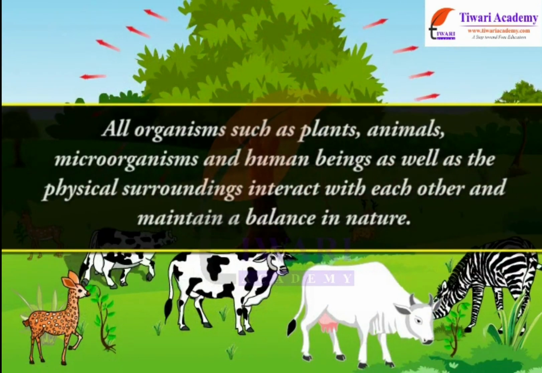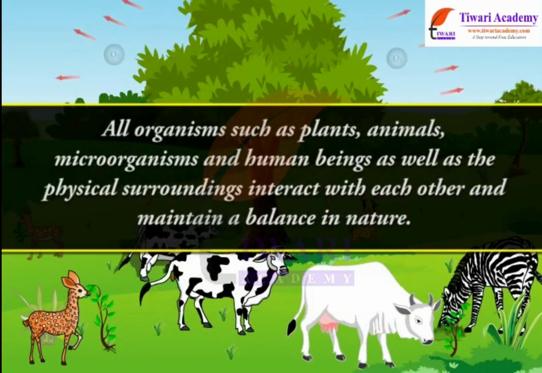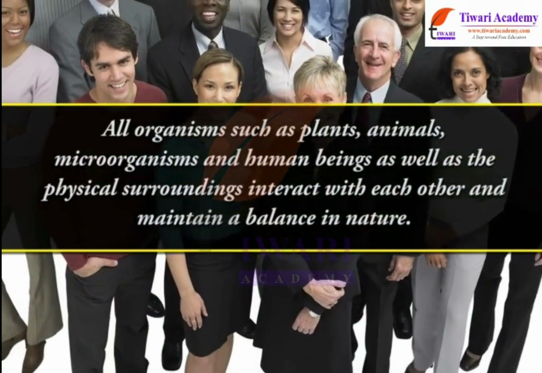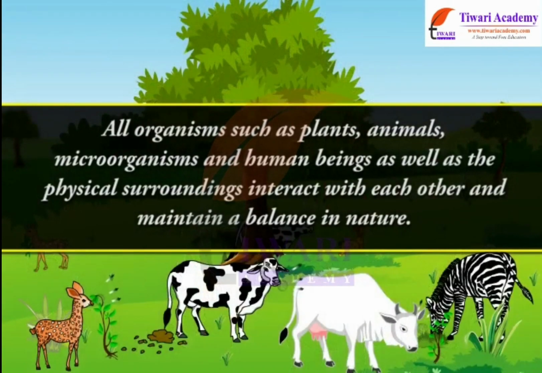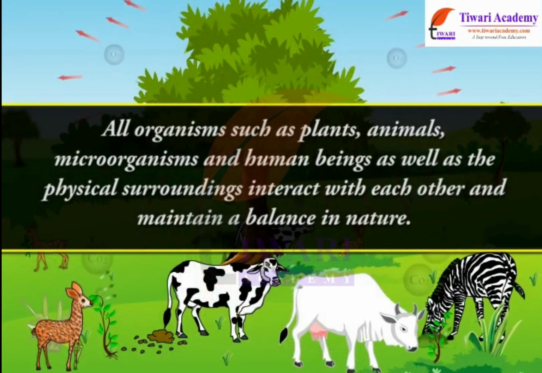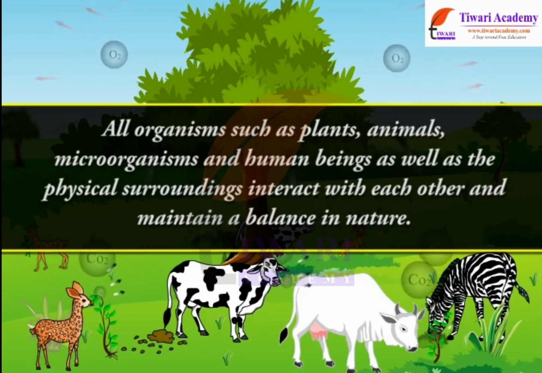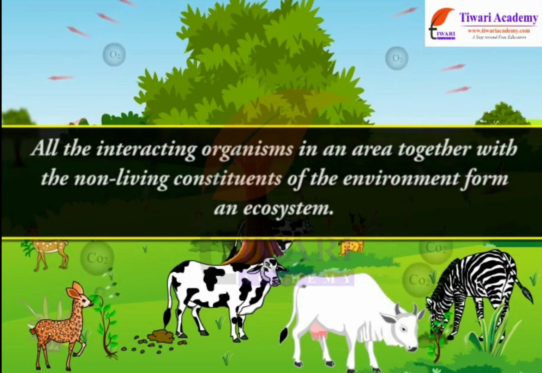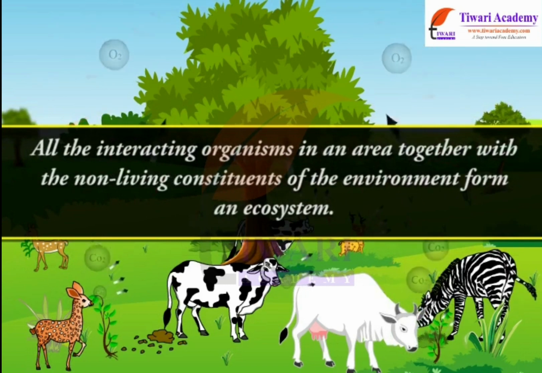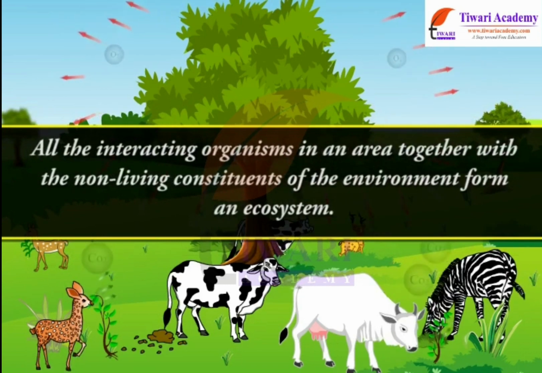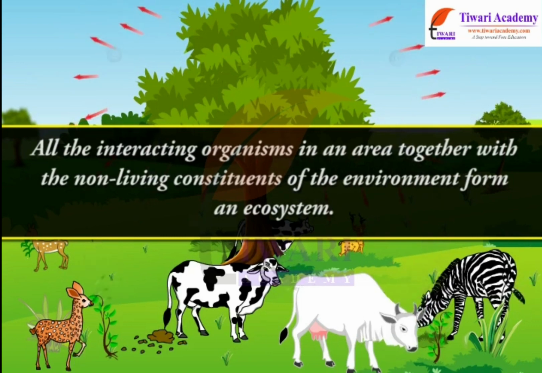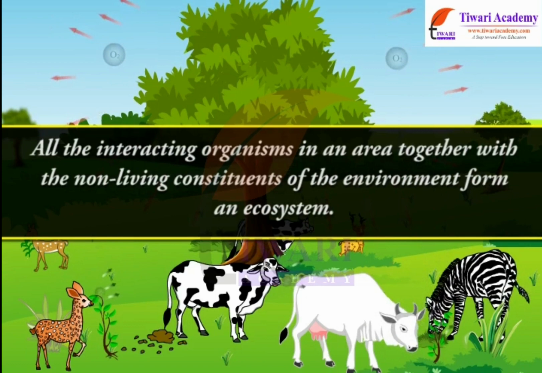All organisms, such as plants, animals, microorganisms, and human beings, as well as the physical surroundings, interact with each other and maintain a balance in nature. All the interacting organisms in an area, together with the non-living constituents of the environment, form an ecosystem.